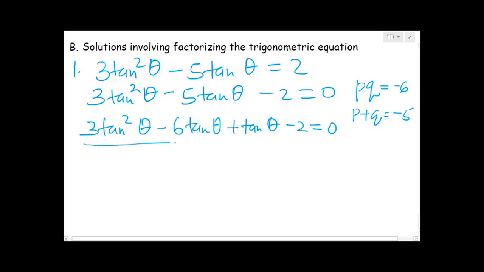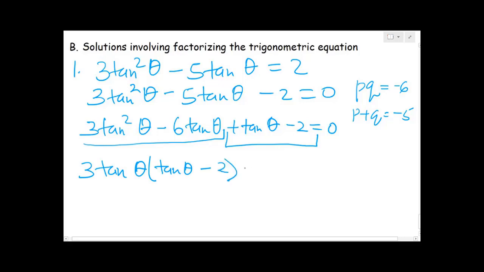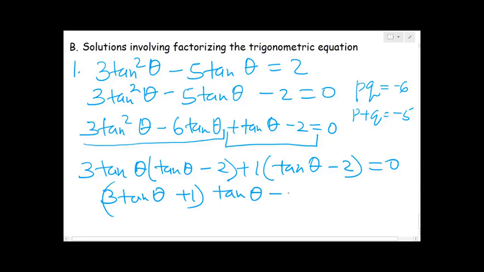In the first category, we factor out the common term. 3 tan theta is common. We are left with tan theta minus 2. In the second category, plus 1 is common. We have tan theta minus 2. Everything is equals to 0. First bracket, we have 3 tan theta plus 1. Tan theta minus 2 is equals to 0.